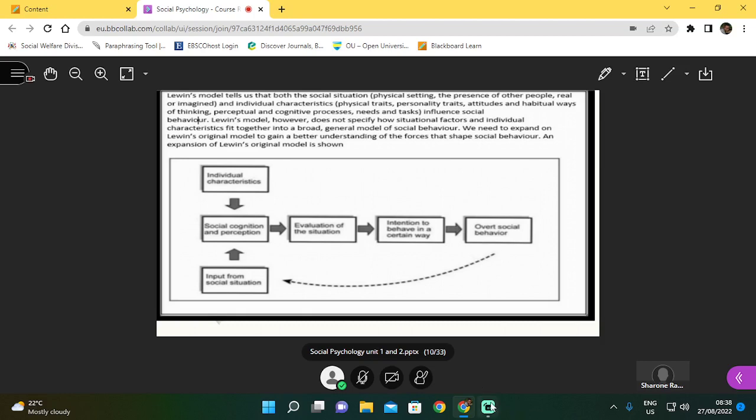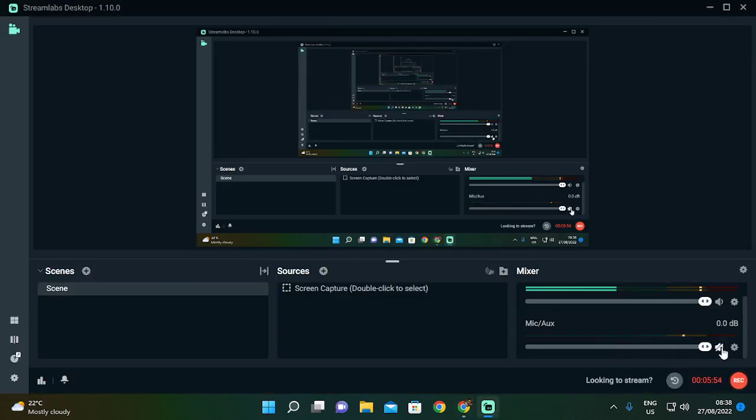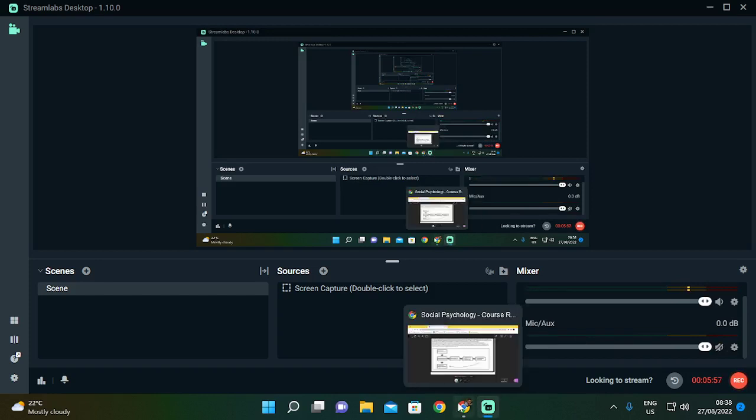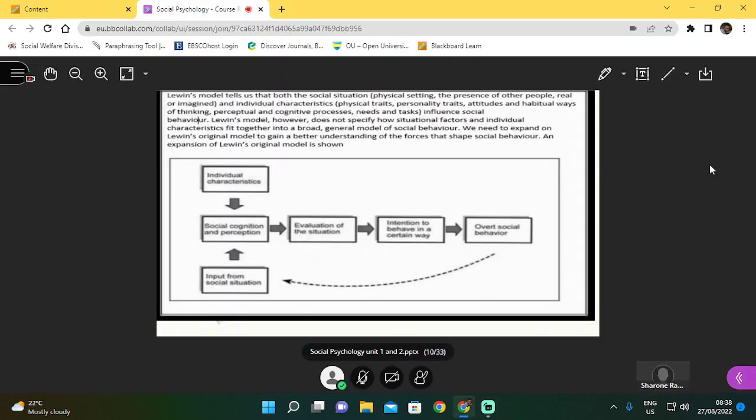The Lewin model is about behavior, what explains behaviors that we can see. Your intention to behave will be, okay, do I unmute to speak or just let it be? So I ask you a question. Your individual characteristics will play a role. Then the input from social situation is what has happened. What is encouraging you? Those are what we call reinforcement in psychology. I'm encouraging you in order to speak. Those are input from social situation.